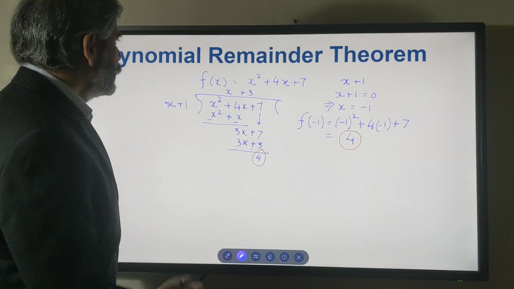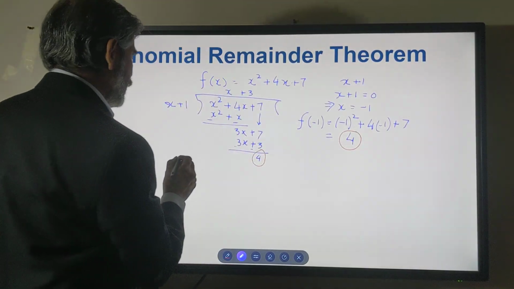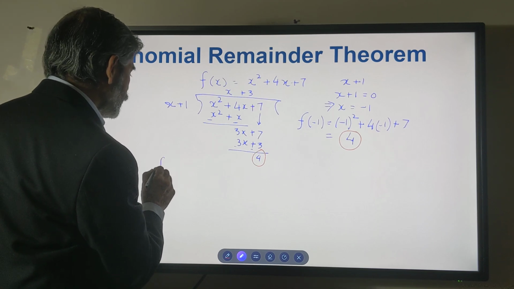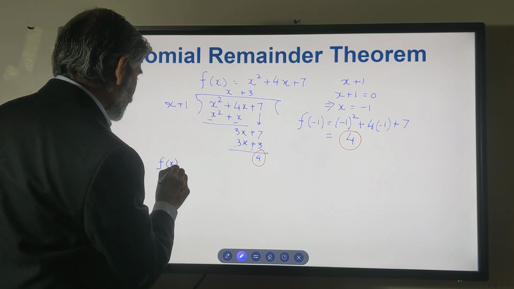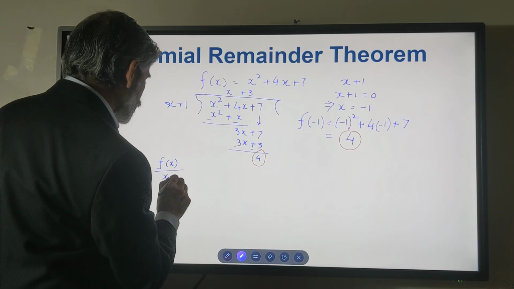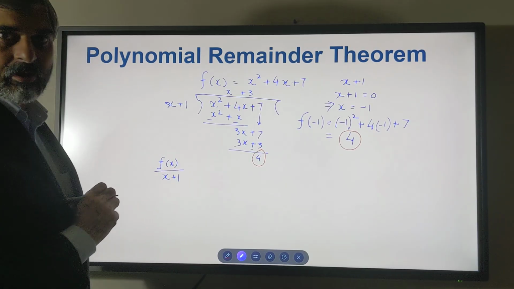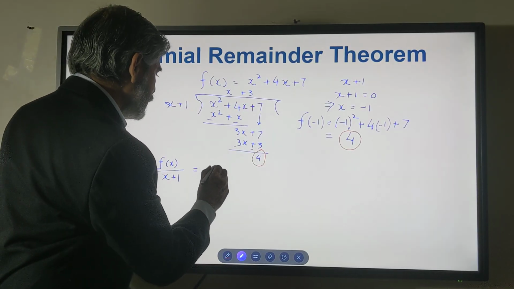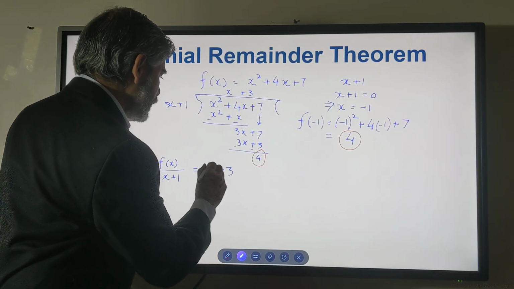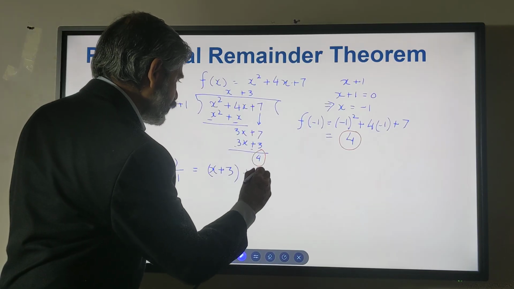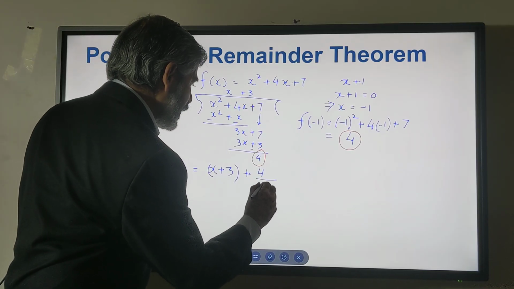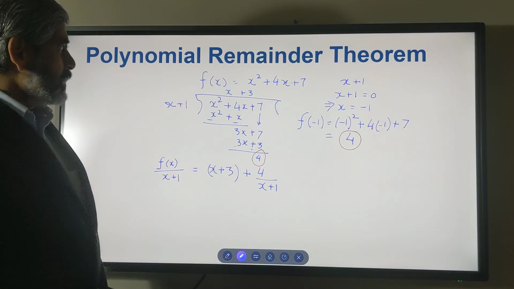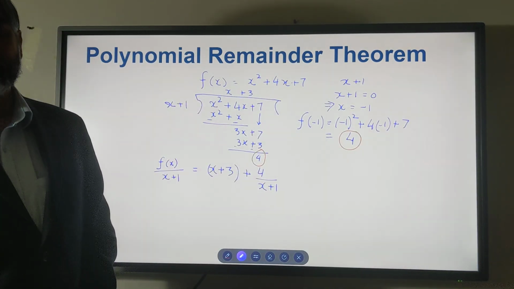To understand it, when we wrote this function f(x), if I divide this f(x) by x plus 1, then what we get here is x plus 3. This is the result, x plus 3, and then this 4 is the remainder, so I can write it as 4 divided by x plus 1. That's the result that we have observed.